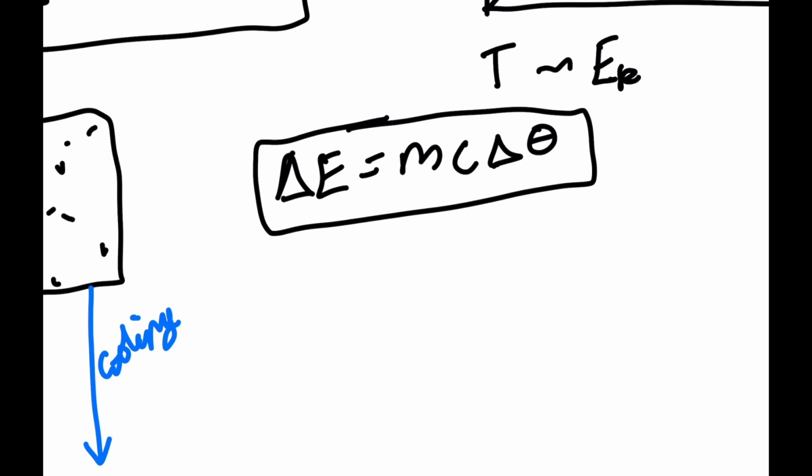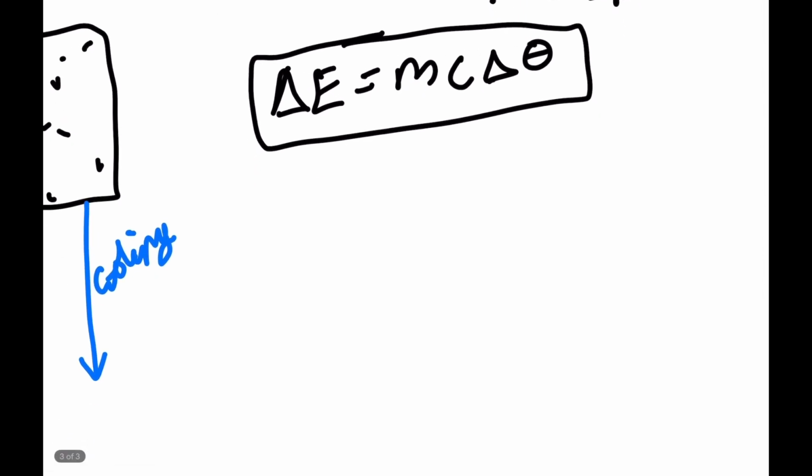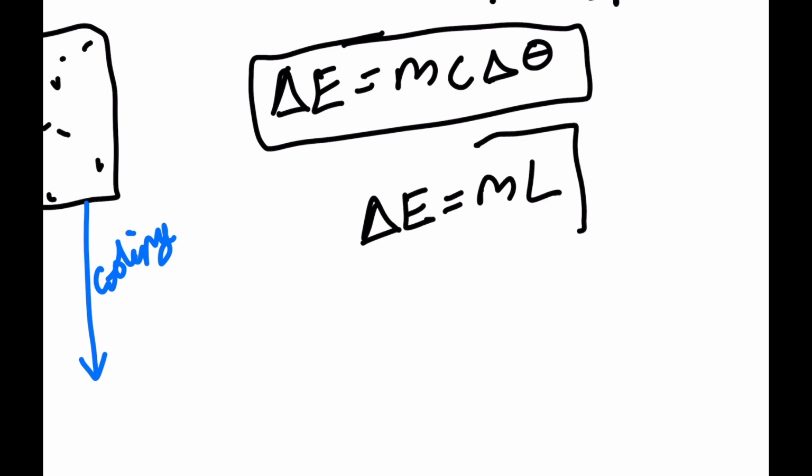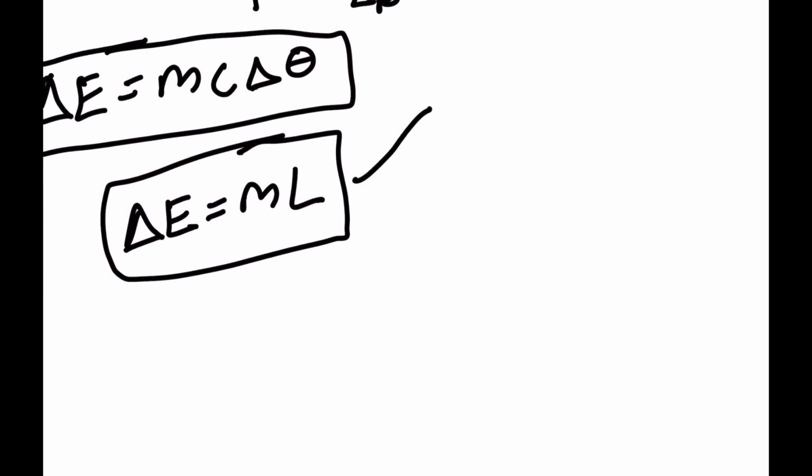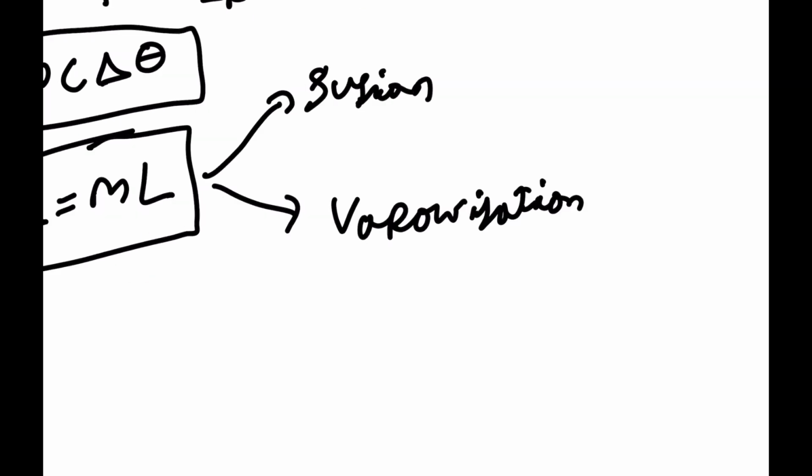Let's go on to specific latent heat. The change in energy in a phase change is equal to m L, where L is the specific latent heat. You can get specific latent heat of two types: one is for fusion, and one is for vaporization. Fusion is between solids and liquids, and vaporization is between liquids and gases.